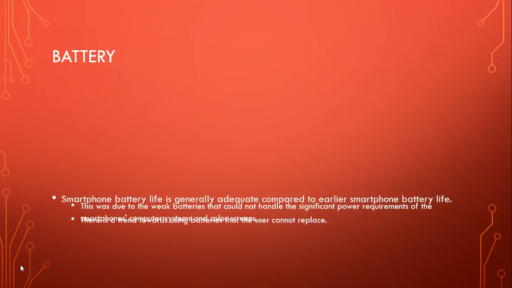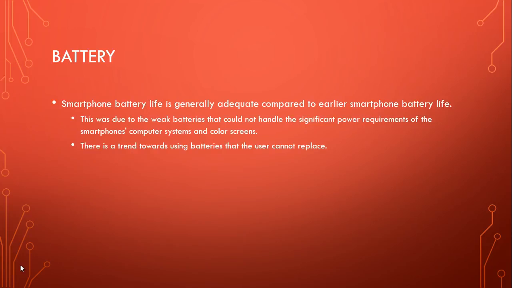The battery. Can't talk about phones without battery, because smartphone battery life is today generally considered adequate compared to that of earlier smartphone battery life. Now, the reason why early smartphones had such bad battery life was due to weak batteries that could not handle the significant power requirements of the smartphone's computer systems and the color screens.